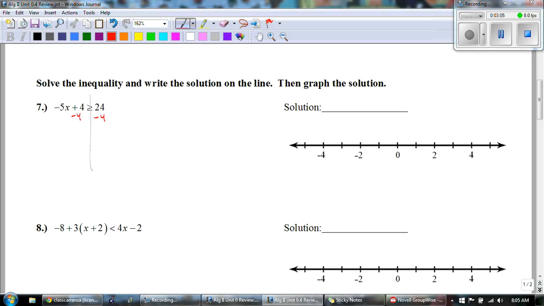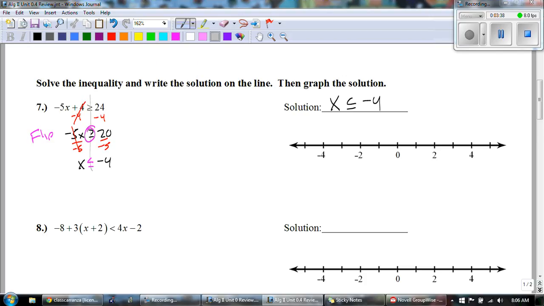So I'm going to subtract 4 from each side. We have -5x is greater than or equal to 20. And then to get the x by itself, I have to divide, and I'm dividing by a -5. When we divide by a negative, we have to flip the inequality symbol. And so 20 divided by -5 is -4. So our solution is x is less than or equal to -4.